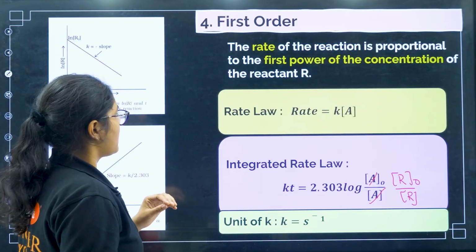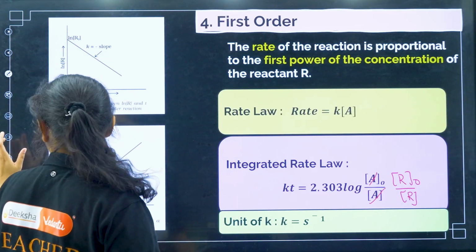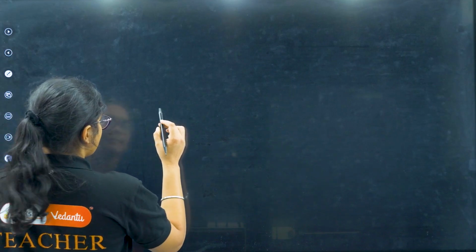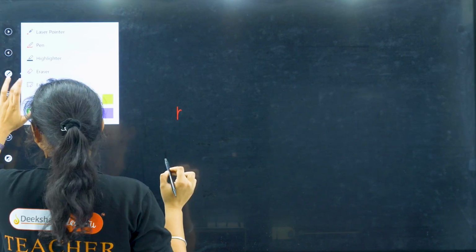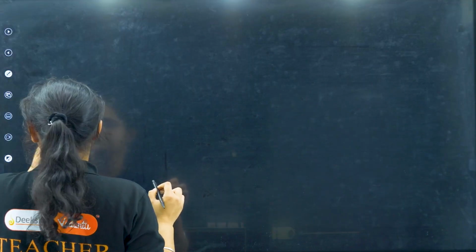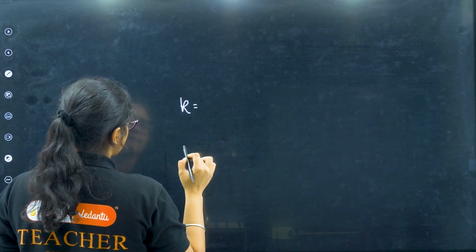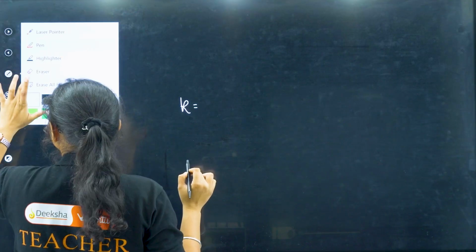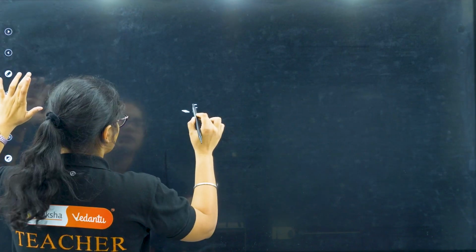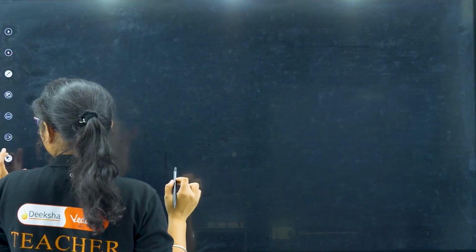So if you draw a graph for this one, ln R, how do I get this? I have an equation, one second, you will get an equation here. K is equal to, no, one second, what is the equation, I forgot.